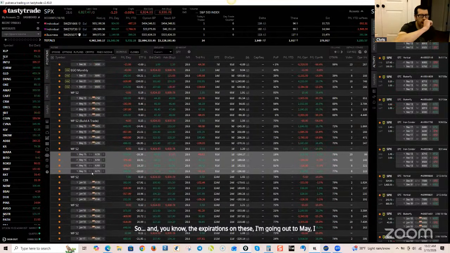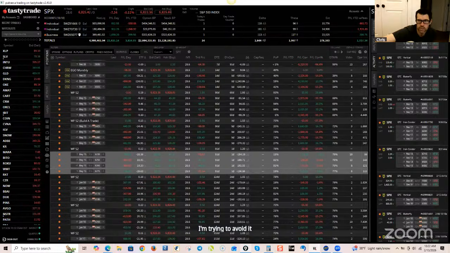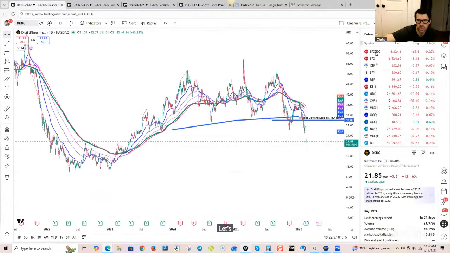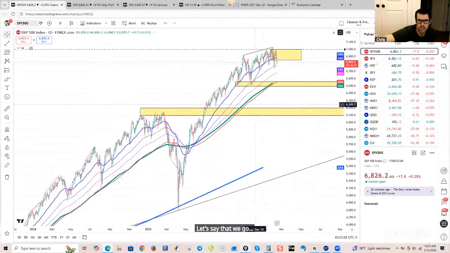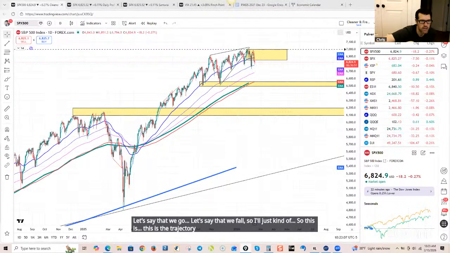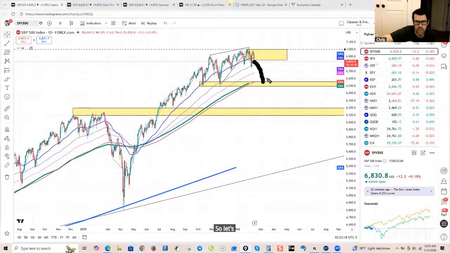I'm trying to avoid whatever this weakness window is from February, March, April. So my expiration would be, if the markets are going to fall, let's say that we fall. I'll just say that this is the trajectory of price, that we break some lows and we work our way down. So let's say we go down here, lower high, lower low. And then worst case scenario, lower high, lower low.